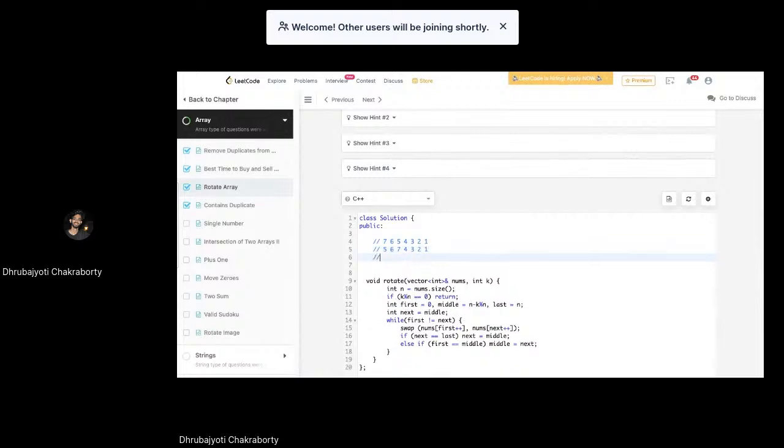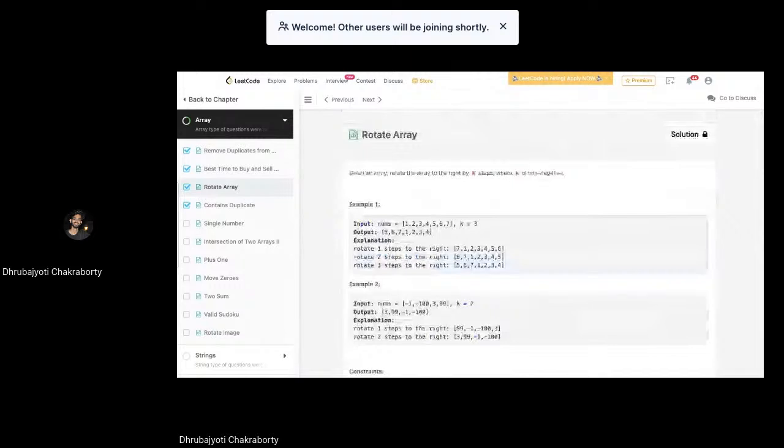In the next step, I'll again reverse the rest of the array that I have. Here I had 5, 6, 7. Now when I reverse the rest of the array, I have 1, 2, 3, and 4. And that's the answer that we actually require: 5, 6, 7, 1, 2, 3, 4.